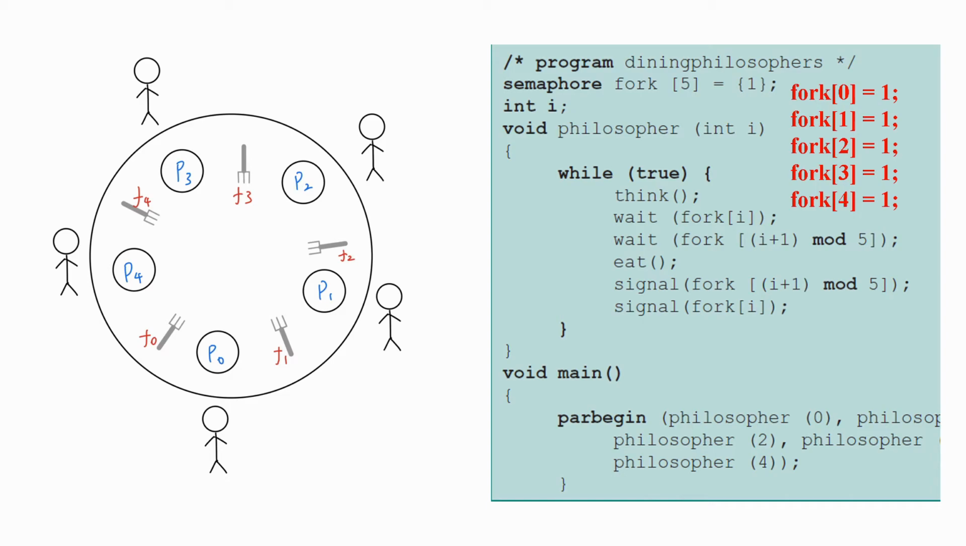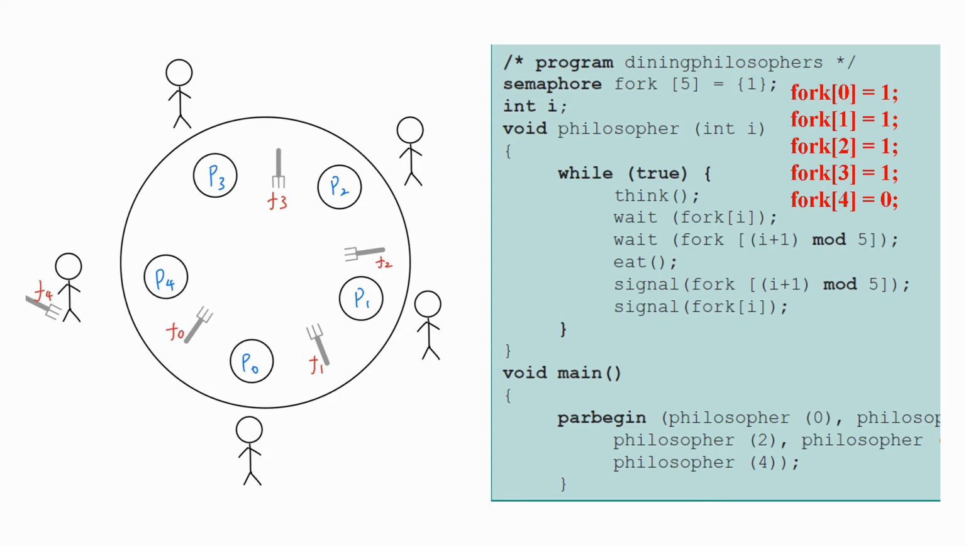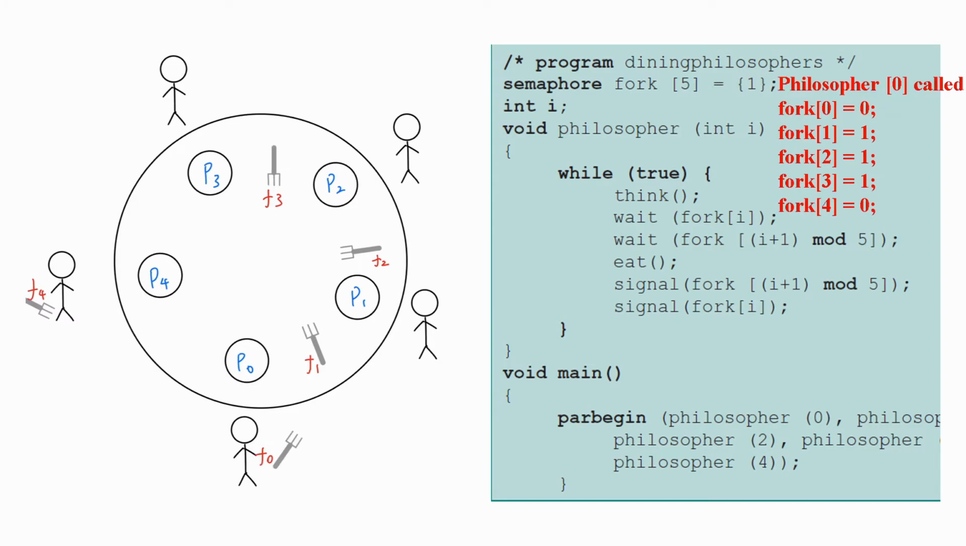For example, if philosopher 4 is called, while true, philosopher thinks. If the philosopher wants to eat, it triggers samWait on the 4th fork. This mod 5 here means we take the remainder of I plus 1 divided by 5. Therefore, samWait is sent to 0th fork. The philosopher then eats, and sam signal to 0th fork. If now philosopher 1 is called, he or she can access 0th fork. Philosopher 4 continues, sends sam signal to 4th fork, and finishes eating.